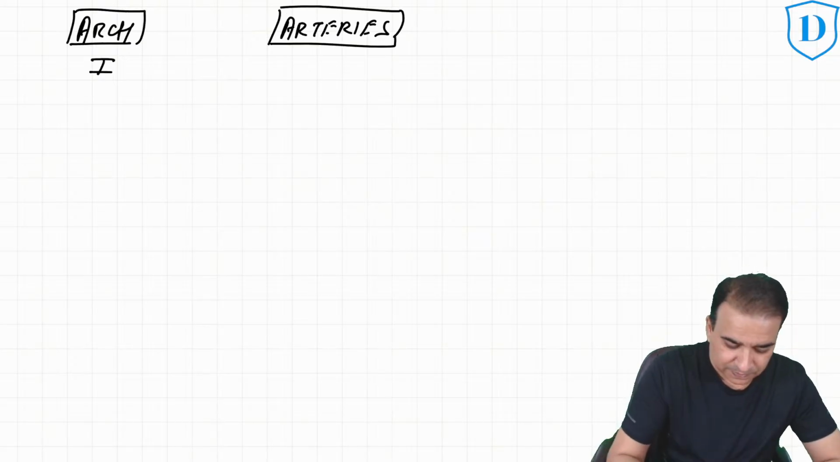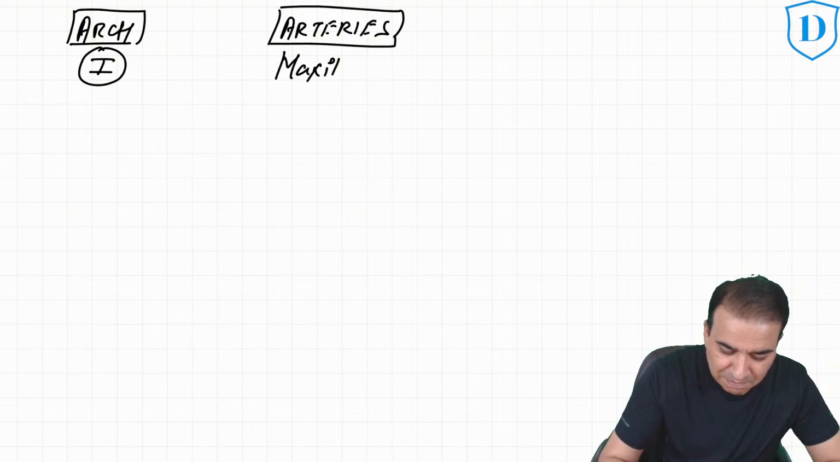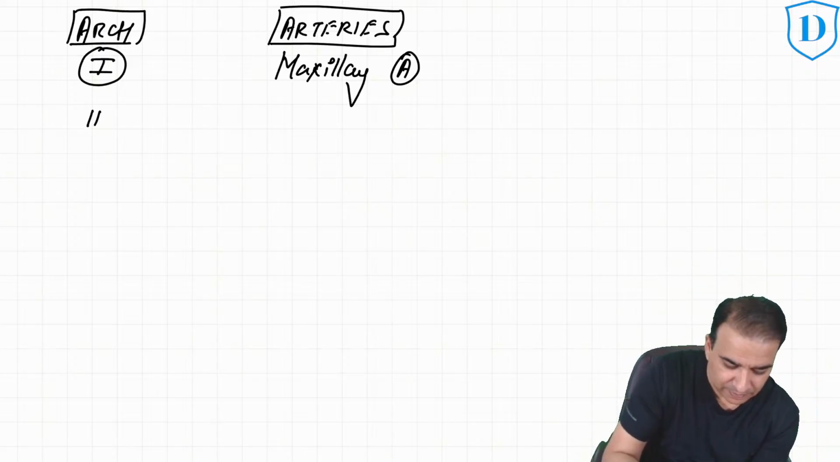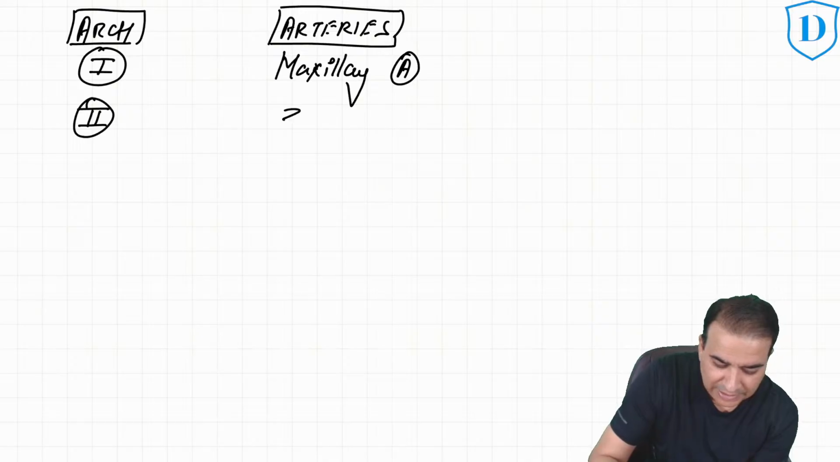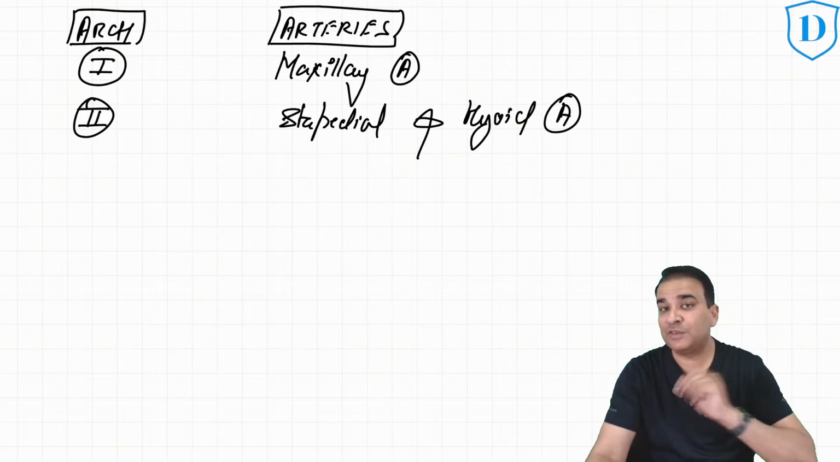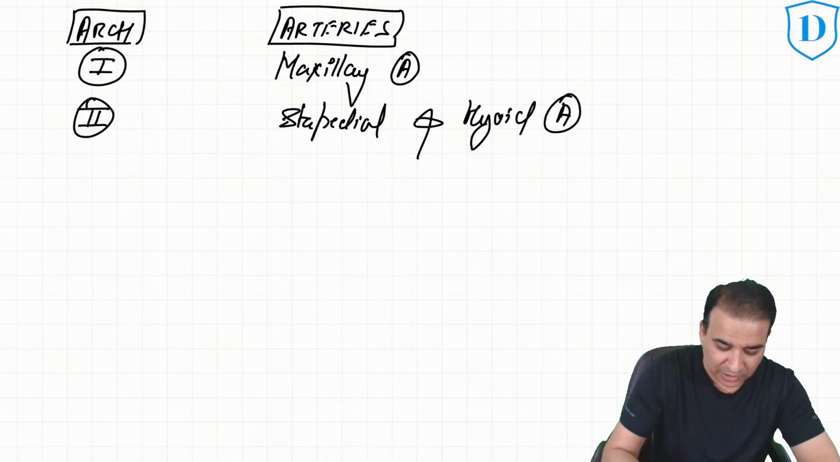First arch: the remnant of the first arch is the maxillary artery. The maxillary artery is a remnant of the first arch artery. Second arch: the stapedial artery and hyoid artery are the remnants of the second arch artery. Remnants, guys. These are remnants only.